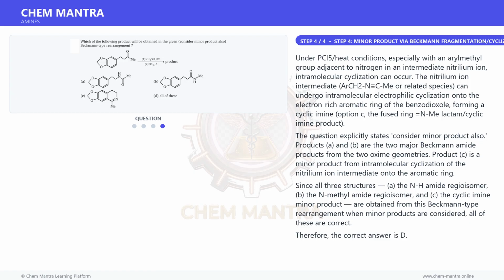The question explicitly states consider minor product also. Products A and B are the two major Beckmann amide products from the two oxime geometries. Product C is a minor product from intramolecular cyclization of the nitrilium ion intermediate onto the aromatic ring. Since all three structures, A, the NH amide regioisomer, B, the N-methyl amide regioisomer, and C, the cyclic imine minor product, are obtained from this Beckmann type rearrangement when minor products are considered, all of these are correct.